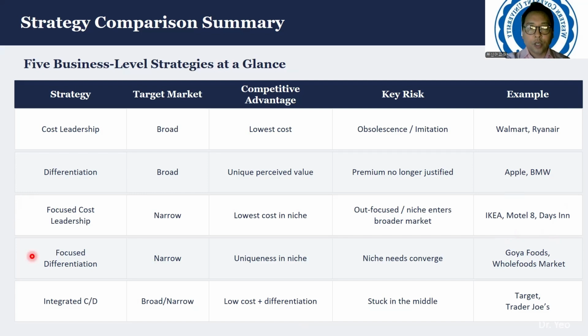And focused differentiation, narrow market, uniqueness within the niche. Main risk is that the niche needs start to look just like the broader market over time. Example is Goya Foods and Whole Foods Market. Integrated cost differentiation. Broad or narrow market, achieves both low cost and differentiation. Main risk is getting stuck in the middle. If you fail to achieve either advantage well, then it's very risky. The example was Target and Trader Joe's.